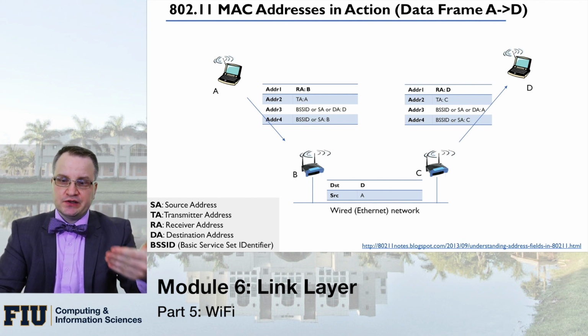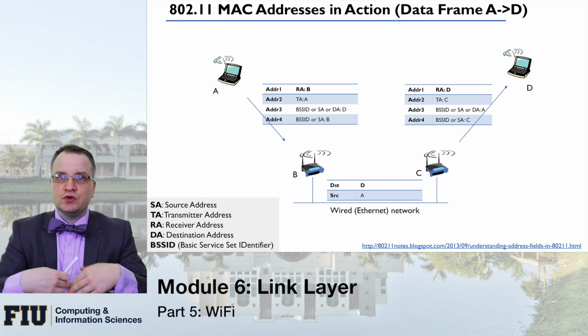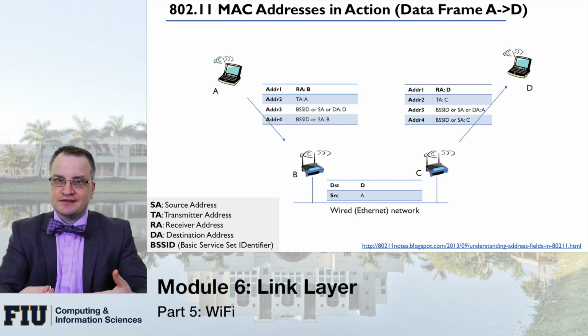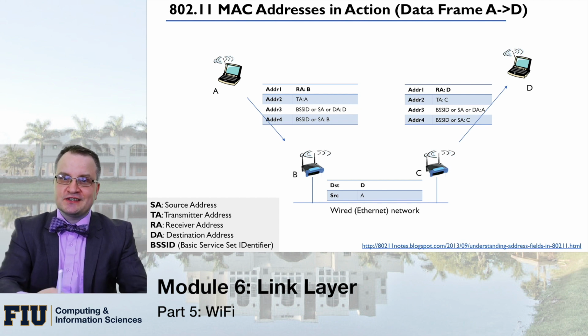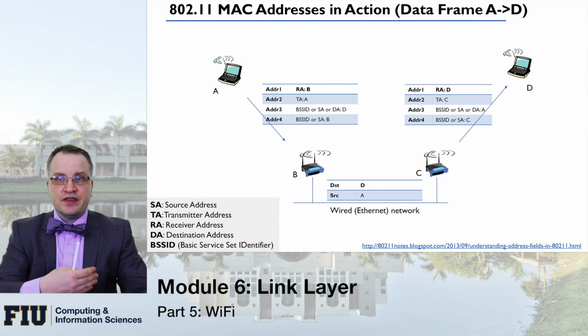Okay, so this is a little bit complex, but just remember, whenever you send a frame, you have to specify the receiver address, the immediate receiver address. You have to specify your transmitter address, the one that you're transmitting from. And if your receiver is not the final destination, then you have to specify the address on the other side.